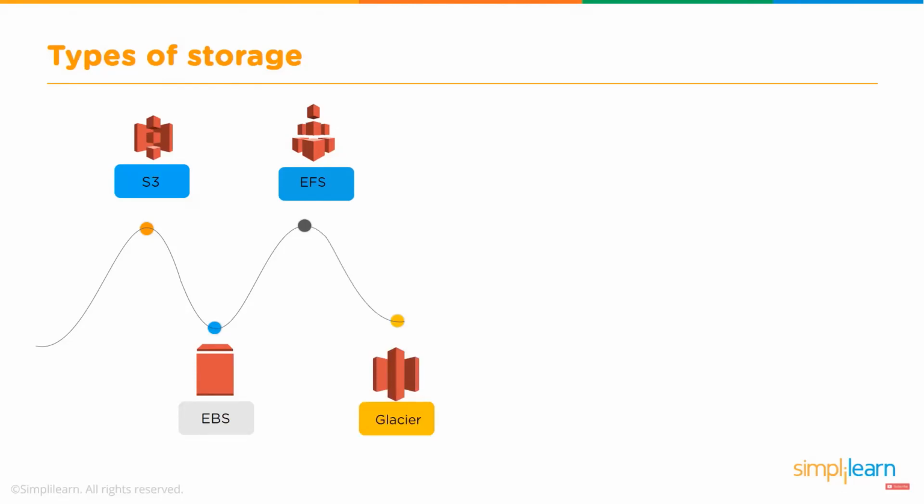Glacier is actually the archiving solution in the cloud. If you want to dump data and keep it at as low a cost as possible, then Glacier is the product we should be using. And then we have Storage Gateway.